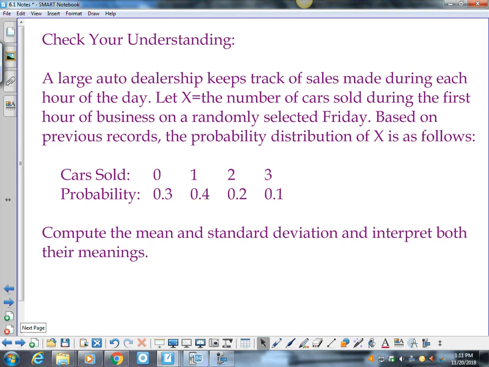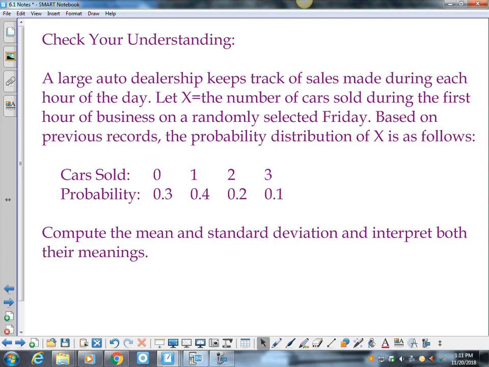Okay, here we go. We have a large auto dealership. Keeps track of sales made during each hour of the day. Let X equal the number of cars sold during the first hour of business on a randomly selected Friday. Based on previous records, the probability distribution of X is as follows. Compute the mean and the standard deviation and interpret both meanings.